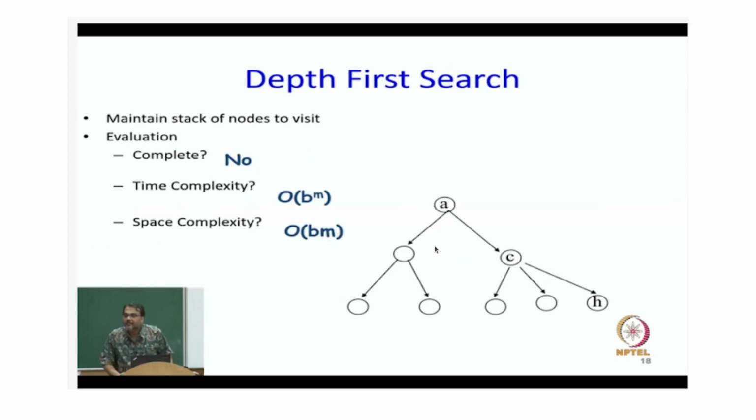Now the next question is, is it complete? Complete means, does it find a solution every time? No, depth first search doesn't. So what is the time complexity? Time complexity is b to the power m, where b is the branching factor and m is the maximum depth. Space complexity is bm.